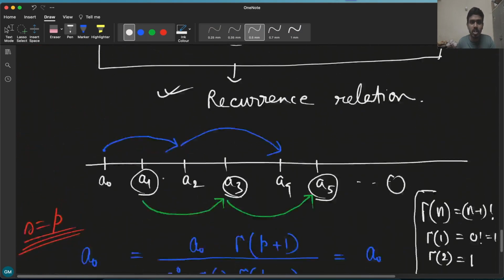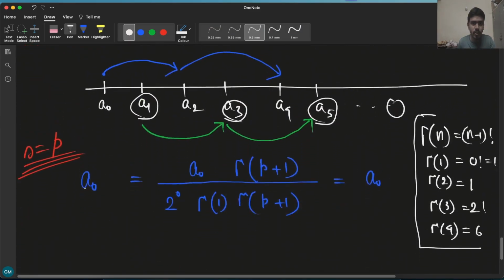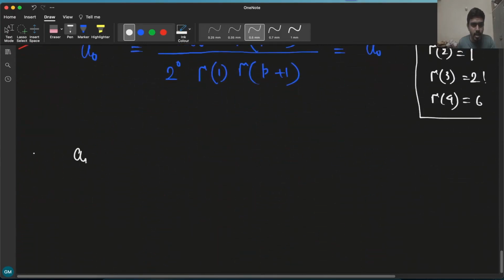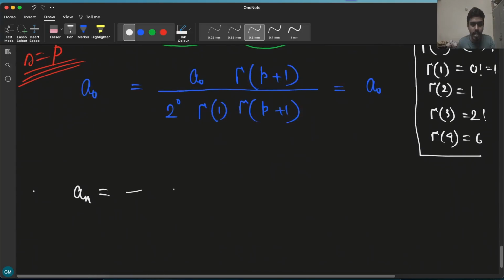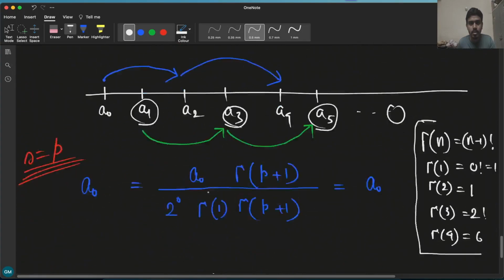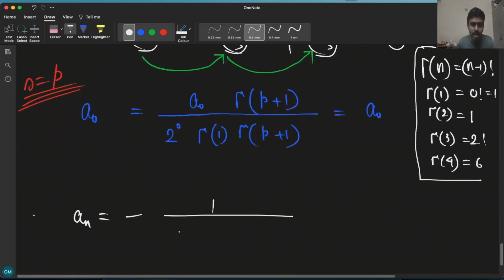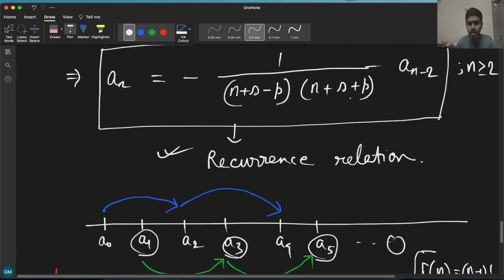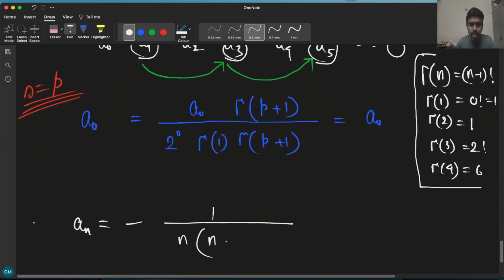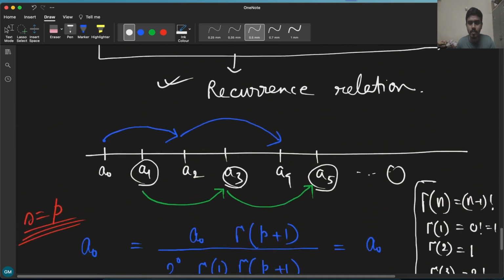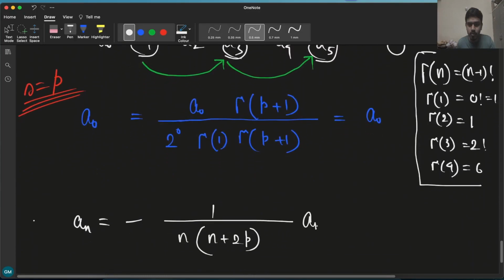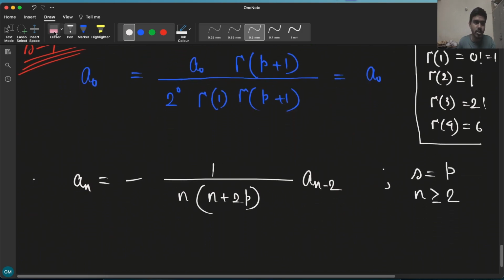In that case, the recurrence relation will be an equals to minus 1 by n, and here s minus p will be 0 because s is p. So it is n times (n plus 2p) times a(n minus 2). So for s equals to p and n greater than or equal to 2, this is now our recurrence relation.